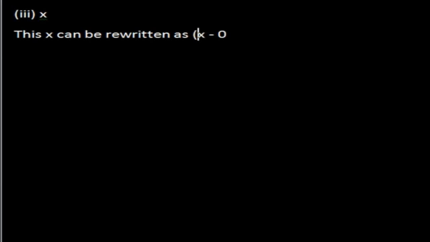Now let us do subdivision 3. Here we have to divide it by x. How to divide it and how to find the zeros: this x can be rewritten as x minus 0, which is of the form x minus a. If we write it in this form, we are able to find the zeros easily.